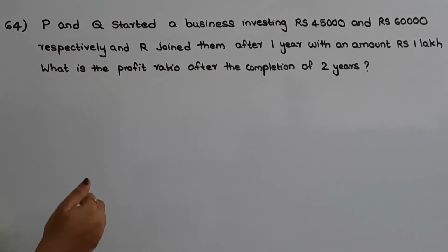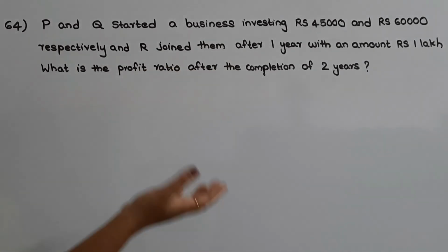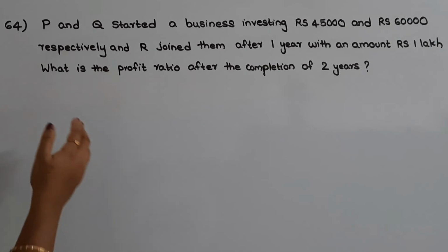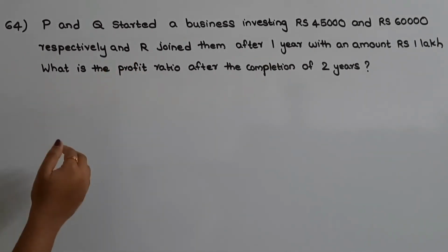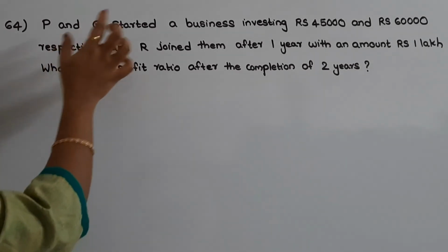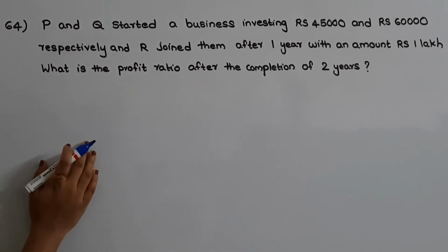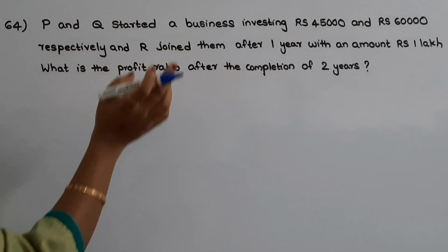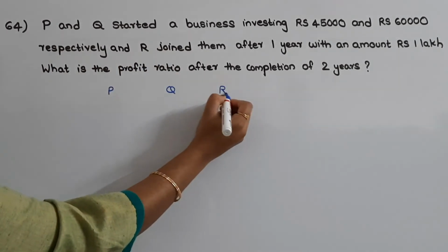So the time period for which P and Q invested money is 2 years, and they are telling that R joined them after 1 year, which means he invested the money for 1 year. So we need to find out the profit ratio. This profit ratio will be equal to the ratio of the product of the money invested and the time period. So let us write down the ratio of the product of the money invested and time period for P, Q and R.